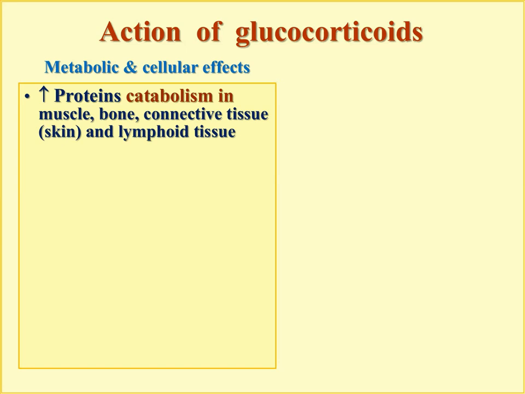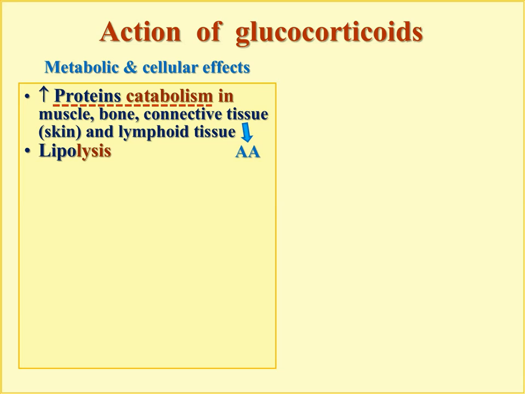In the liver there is no protein catabolism at all. But many tissues have catabolism, breakdown of proteins. And tissues that are mostly involved in this are muscle, bone, connective tissue. Bone also is connective, but separately: skin, for example, and lymphoid tissue. And this protein catabolism means that from proteins, amino acids are released from these tissues into blood. So all this brings us amino acids.